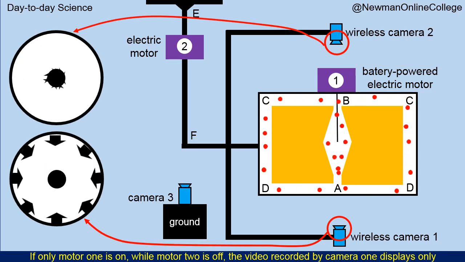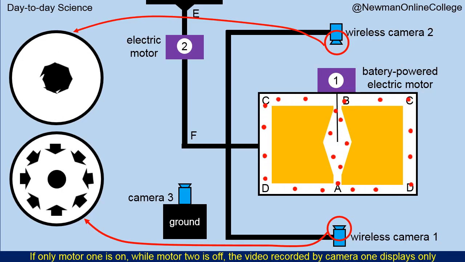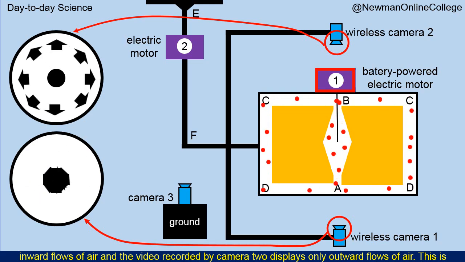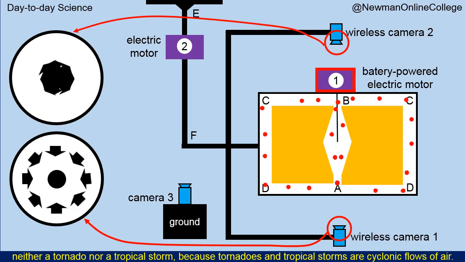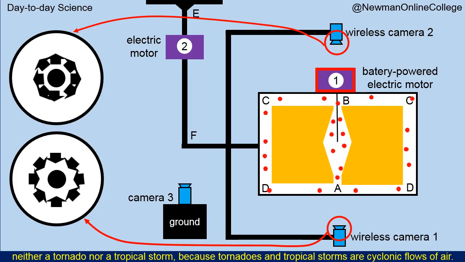If only motor 1 is on, while motor 2 is off, the video recorded by camera 1 displays only inward flows of air and the video recorded by camera 2 displays only outward flows of air. This is neither a tornado nor a tropical storm, because tornadoes and tropical storms are cyclonic flows of air.